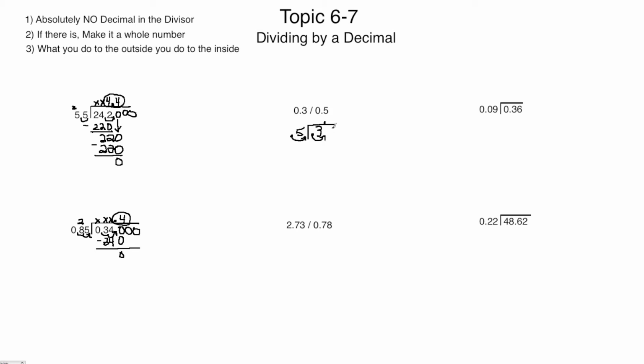5 can't go into 3, so we have to add 3 zeros if you like. 5 goes into 30 6 times. 6 times 5 is 30. 30 minus 30, it terminates. So our new quotient is 6/10. Did you get that? Great job!